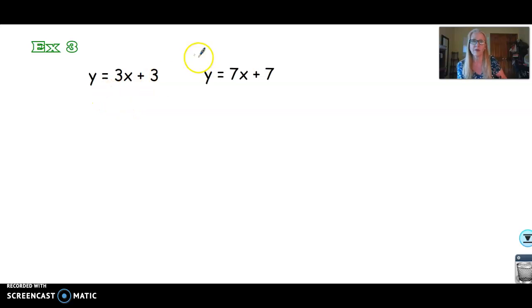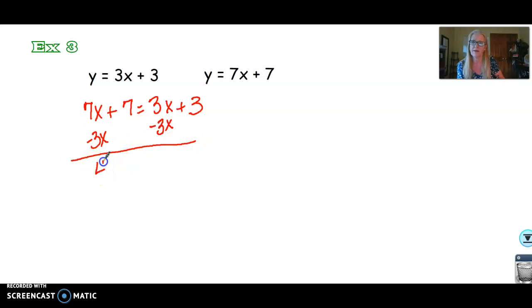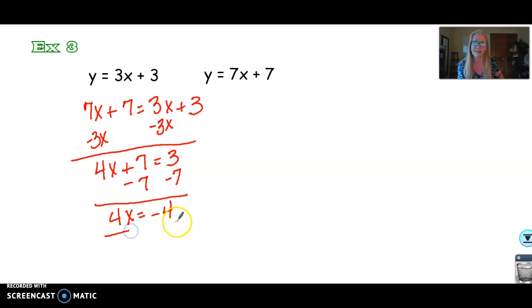All right, again, I'm going to take the 7x plus 7 and substitute it for this y. So that gives me 7x plus 7 equals 3x plus 3. Solve for x. I'll get rid of the smaller variable. I now have 4x plus 7 equals 3. Subtract 7 from both sides. I'm trying to isolate my variable term. It gives me 4x equals -4. Oh, look at that. Divide both sides by 4, and I have that x is -1.